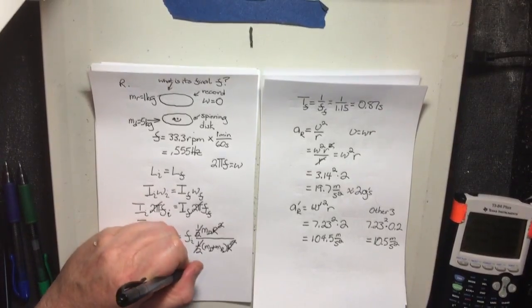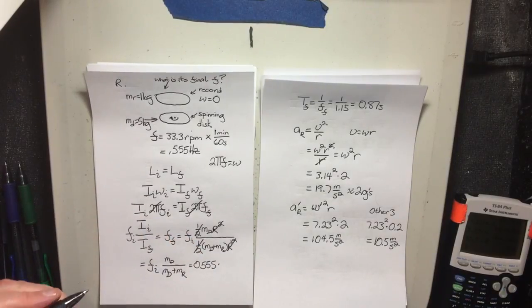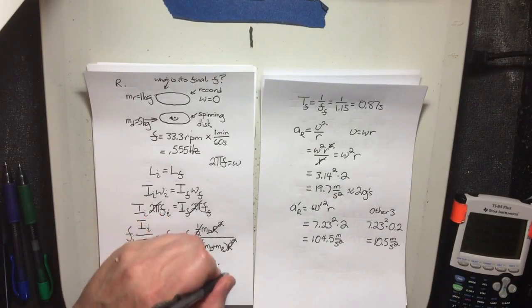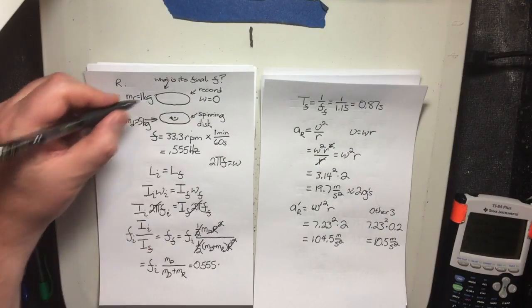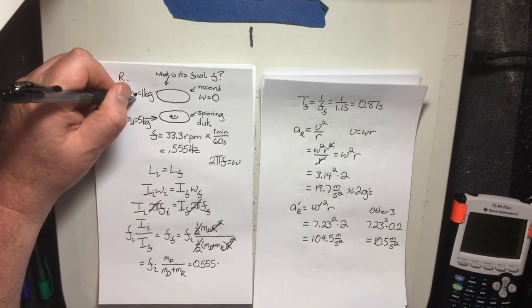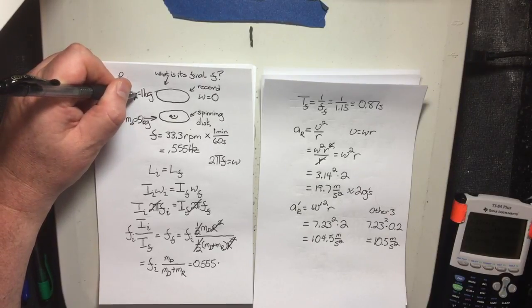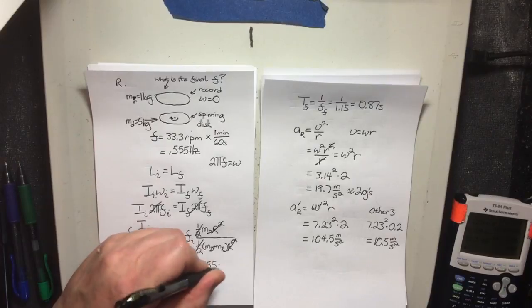So this becomes 0.555 mass of the disk. Actually, I got these flopped around. Oh no, I don't. No, I'm right.